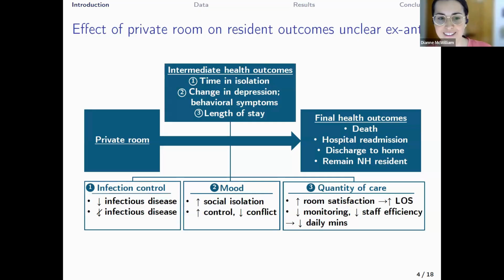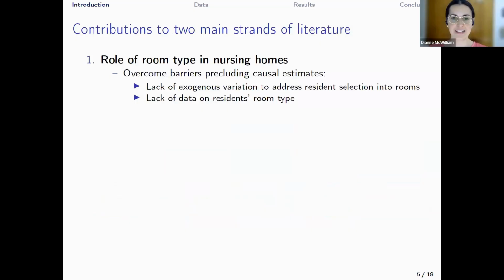And I will try and see if I can shed any light on these mechanisms by looking at some intermediate health outcomes. So at the moment, I'm trying to get at proxies for each of these channels. So looking at things like, did the resident spend time in isolation during their stay? What was their change in depression score? What was their length of stay? But yeah, all of that is to say it's, I think, unclear the direction that we'd expect.